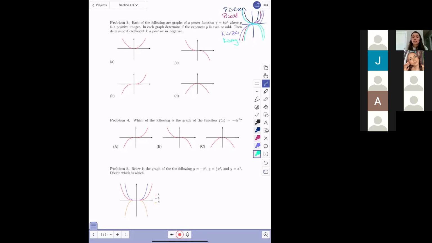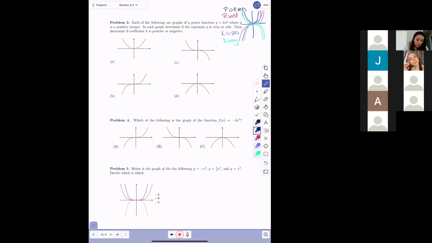In your textbook, on page 110, there's a really good picture of what happens. It's a little 4x4 picture, and it shows you all possible combinations of even and odd and positive and negative coefficients and exponents, okay? So go ahead and check that out. Yes, I will go back to problem 2 when we're done.